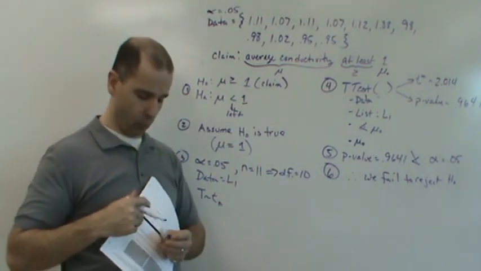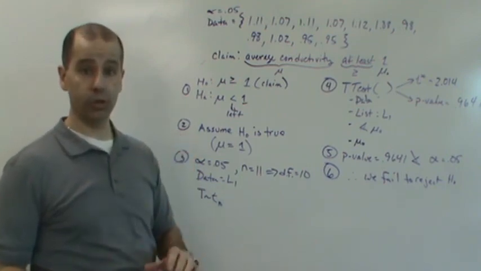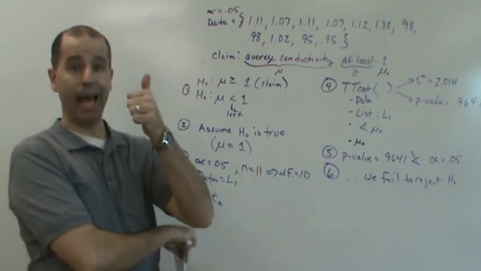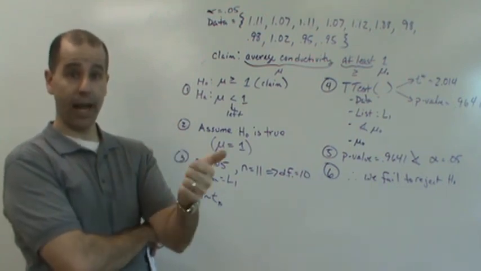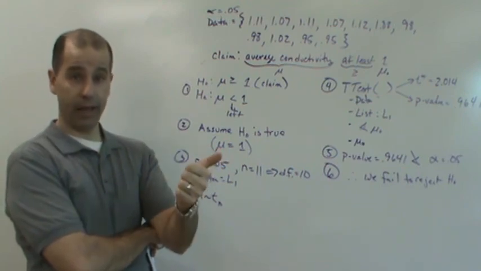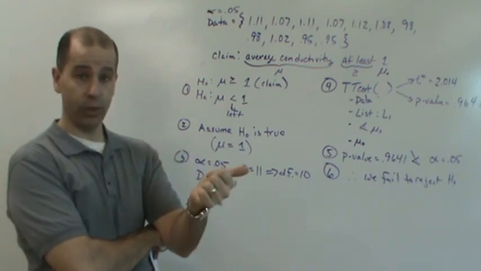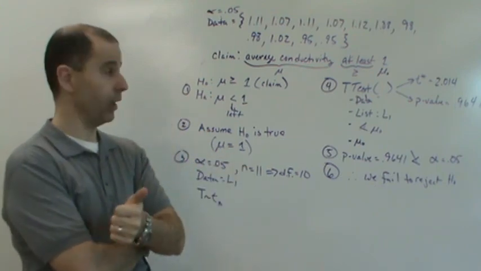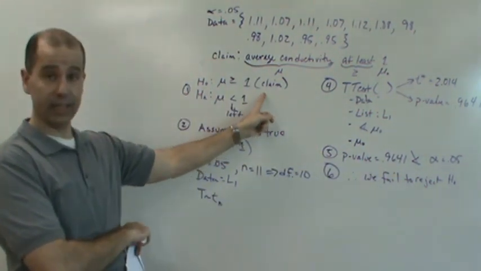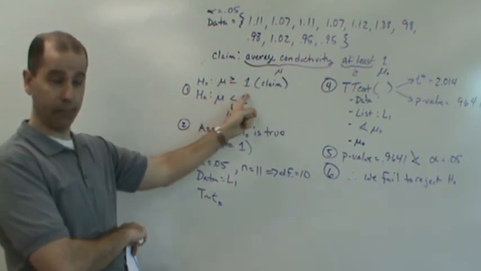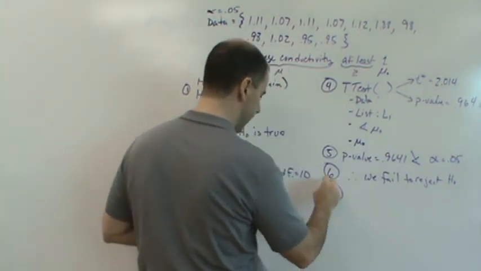Now here's where, when the claim is the null hypothesis, the only two conclusions that we can come up with is either we have enough evidence, significant evidence to reject the claim, or we don't have enough evidence or we don't have significant evidence to reject the claim. So it's either we reject the claim or we fail to reject the claim. So since here we fail to reject the null, and the null is the claim, we fail to reject the claim.